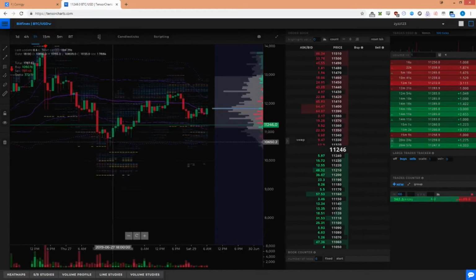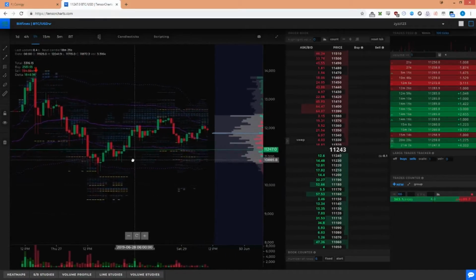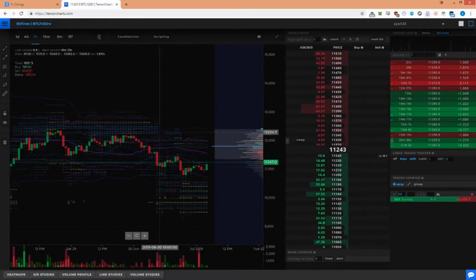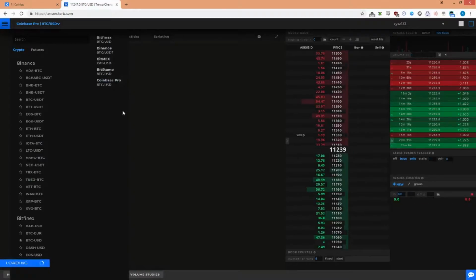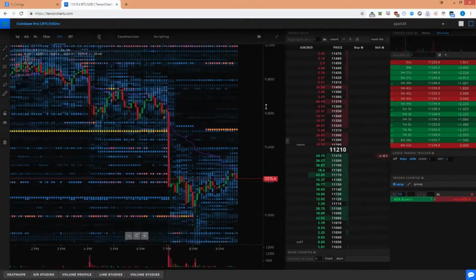Like here, all the bids started getting stacked, and then we went up here. There's a lot of sells, and you kind of want to look at them. I usually look at Coinbase, Bitfinex, and BitMEX, and you can also look at Bitstamp and Binance, but they're not as useful, I think.